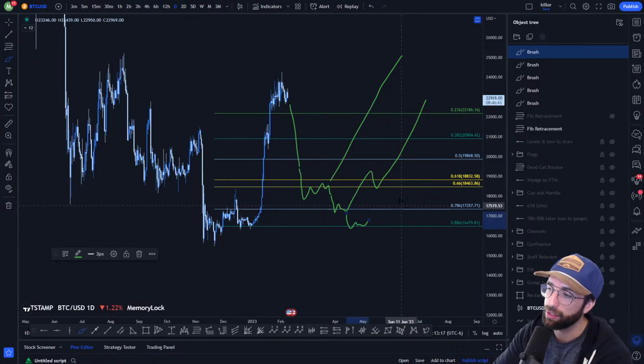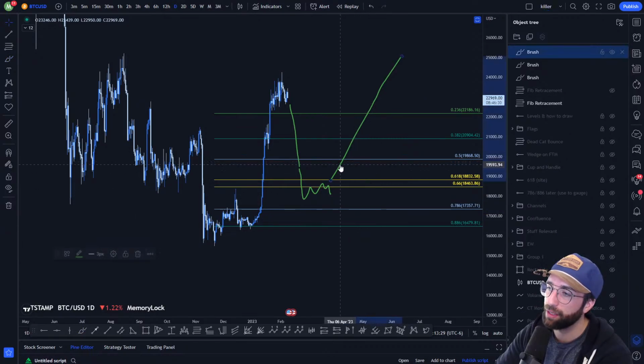There are some scenarios that I would look at that, but for the most part, once you get below the 618, you kind of start to think, we might make new lows. It's on the table, right? And the same can be said for the other way around.